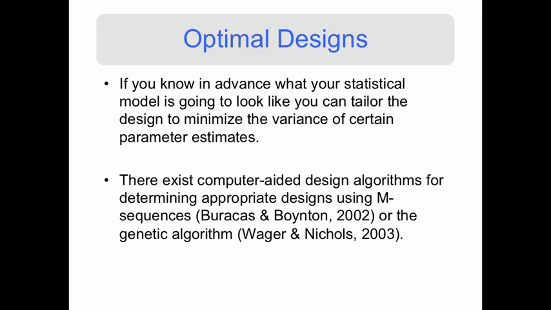If you know something in advance about your statistical model that you're going to use, then you can actually tailor the design to minimize the variance of certain parameter estimates. And there exist computer-aided design algorithms for doing this, and they're based on things like M sequences or the genetic algorithm. So we might return to this later on after we've talked a little bit about various statistical models.